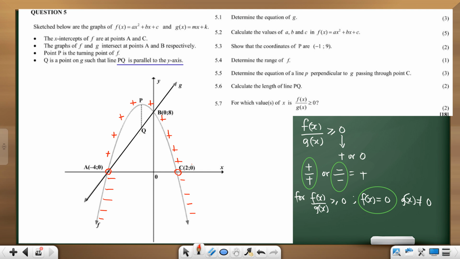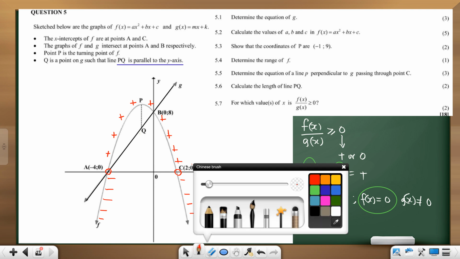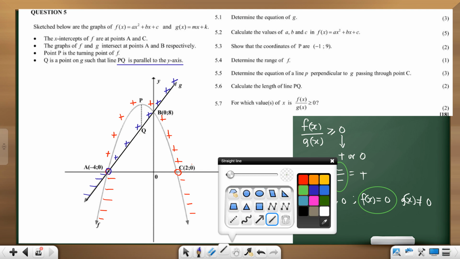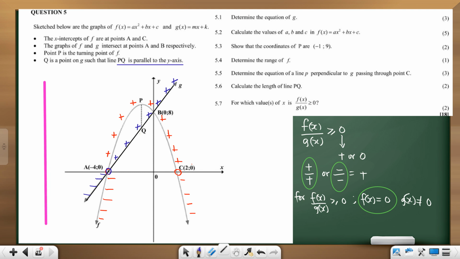Okay. Now let's deal with the straight line. I'll use a blue. It's from the left. It is negative, negative, negative, negative, 0, positive, positive, positive, positive, positive, positive. There we go. Then you take your ruler. Your ruler will be your best guide here.